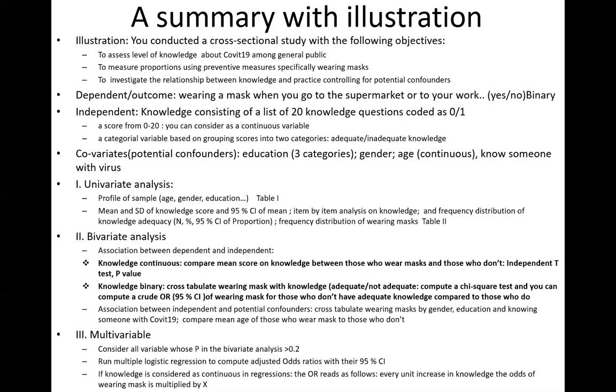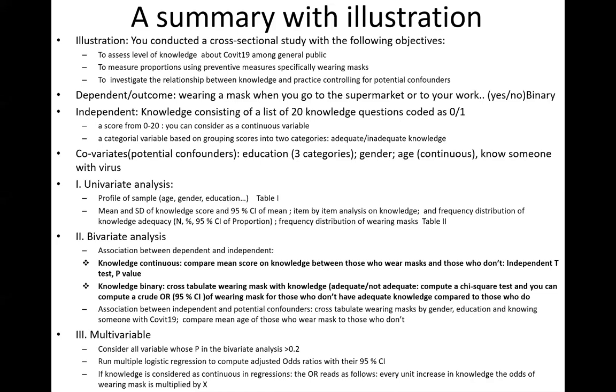So how do we start? Always with a univariate analysis, which will give us the profile of the sample of the general population in terms of age, gender, and education. And this is usually your table 1. The second is to describe your main dependent variable and independent variable. And therefore, if I take knowledge, so I want to assess the level of knowledge, I can compute the mean and standard deviation of the knowledge score and give a 95% confidence interval of the mean.